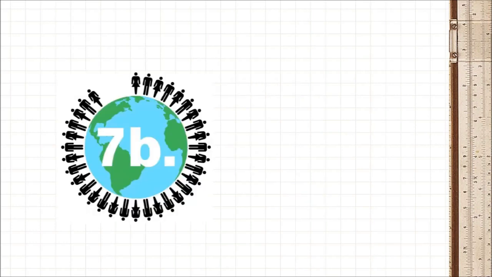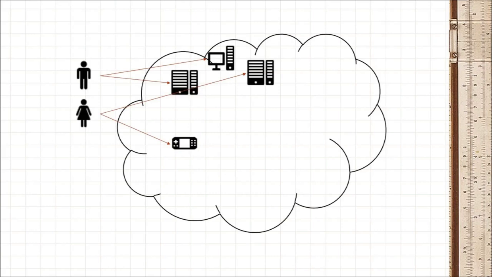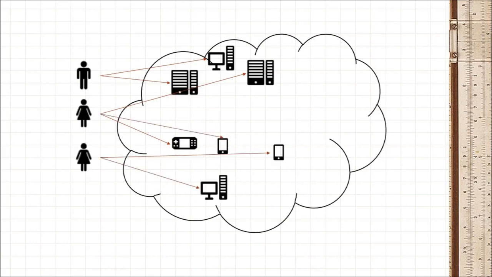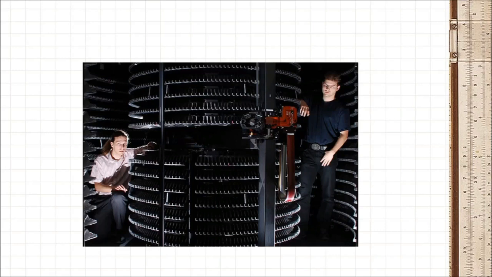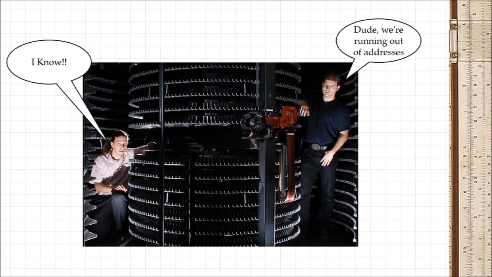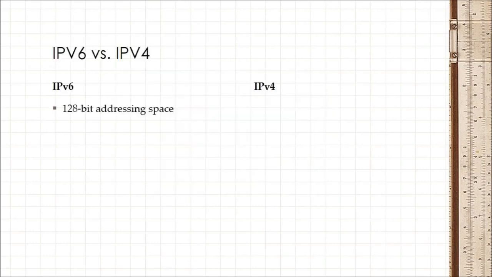With 7 billion people on the planet, and most people in the developed world having more than one computer on the Internet, 4 billion addresses were drying up. So computer engineers the world over had to address the problem by introducing a new version of the Internet Protocol, IPv6. IPv6 has an addressing space of 128 bits rather than just 32.